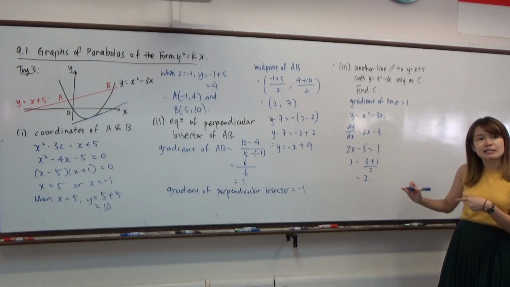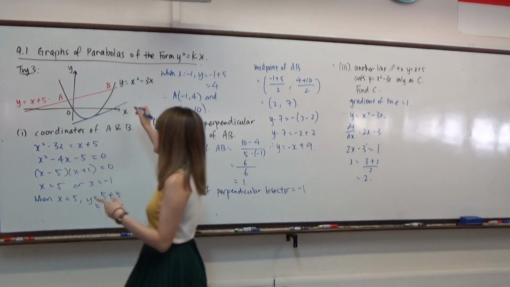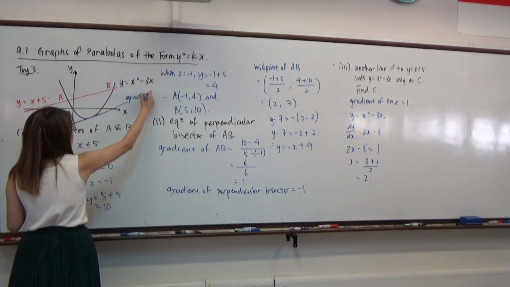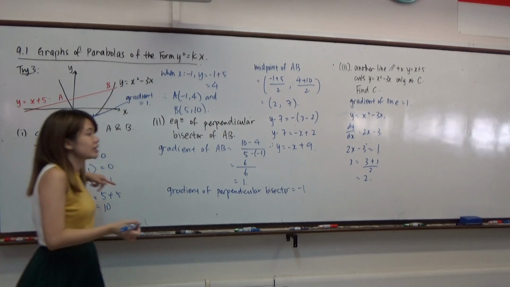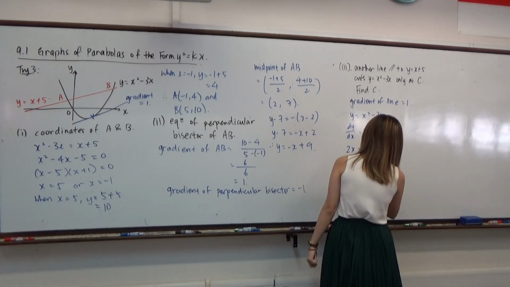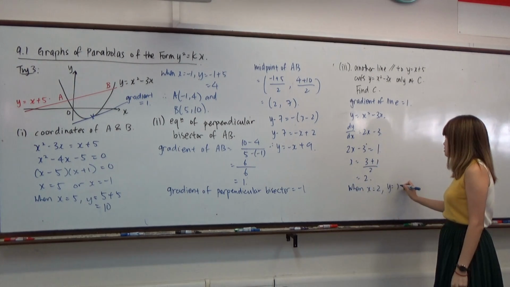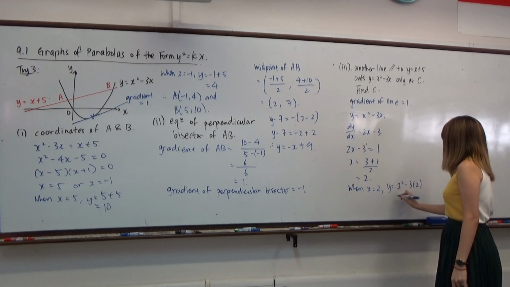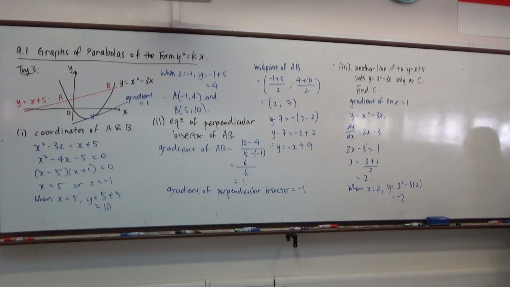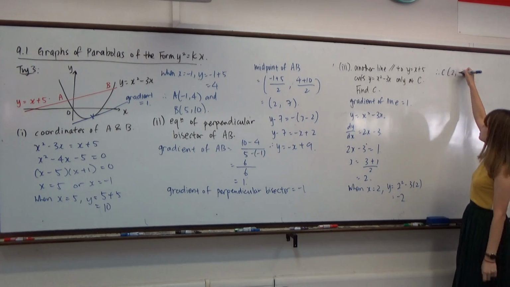x squared minus 3x, right? Because this one is y with gradient 1. We're trying to find the coordinates here. This is x equals 2, so we sub into the curve equation. That will be 2 squared minus 3 times 2, which is negative 2. So the coordinates of C are 2, negative 2.